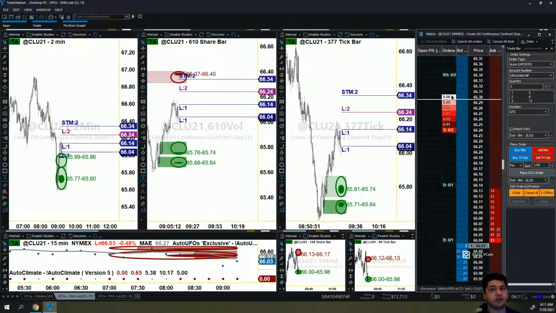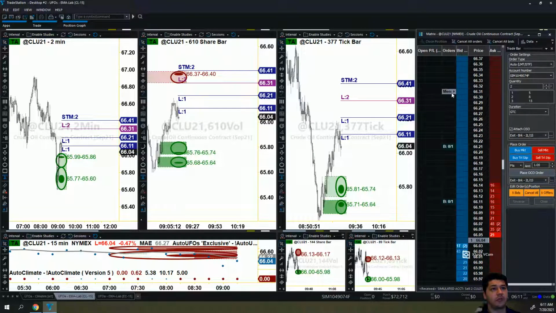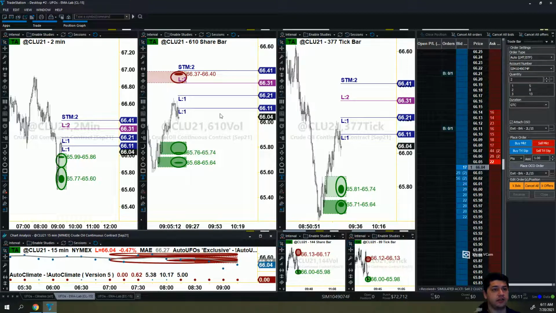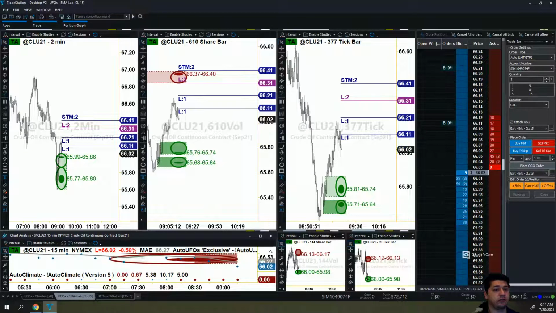66.31 we said. There we go. All right, 10 tick stop. And the reason why it's 10 ticks right here is because obviously the top of this UFO is 66.40. 66.41 is the natural stop. It is in the white space across the board here. So that's what we want to see when we're trading these setups. We want to have our stop in the white space, not in another UFO.